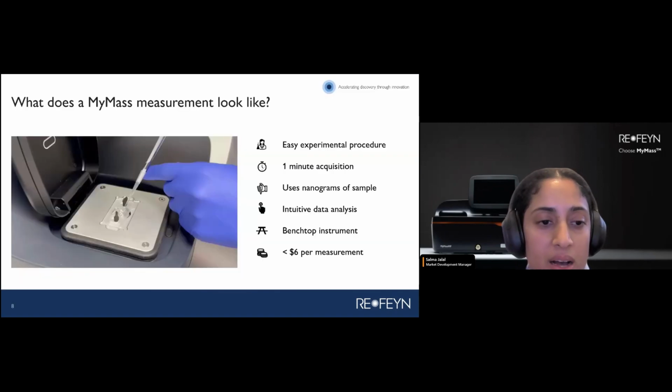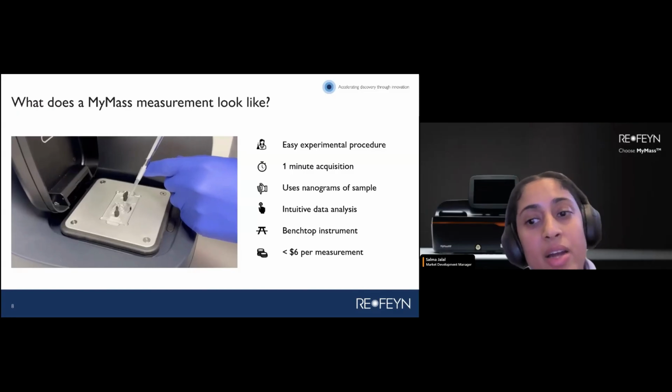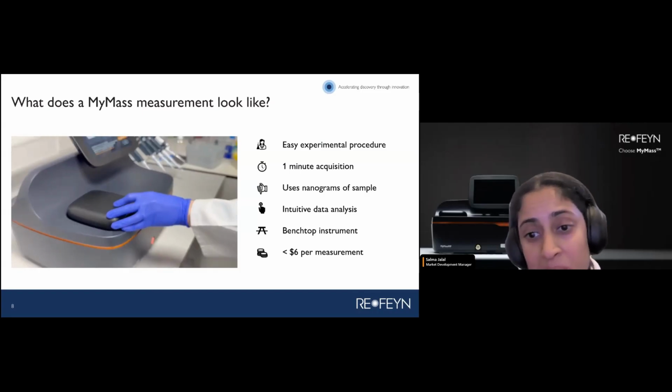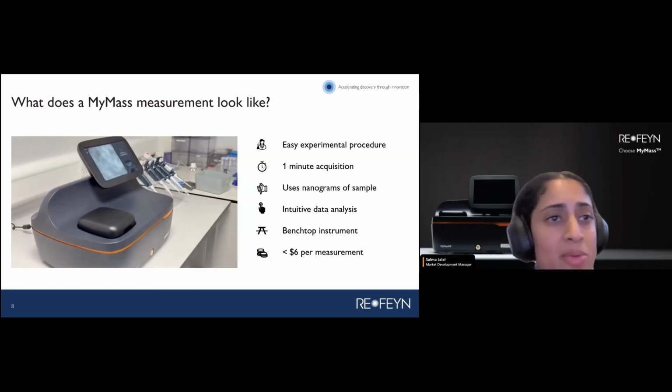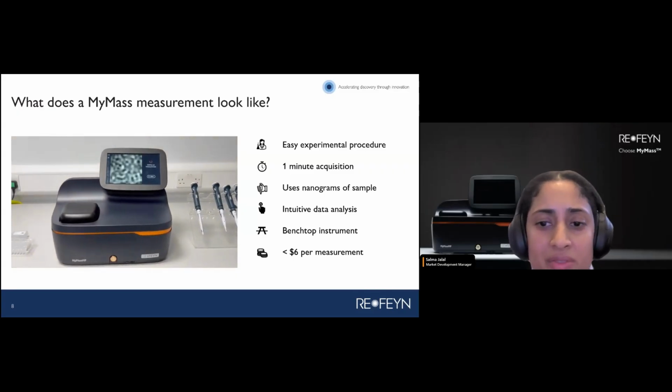In this video, you can see what a MyMass measurement looks like. Here, 30 microliters of a 10 nanomolar sample is being loaded onto the carrier slide. Pipetting is probably the most difficult step, so you don't need a subject matter expert in order to be able to check your samples every day.